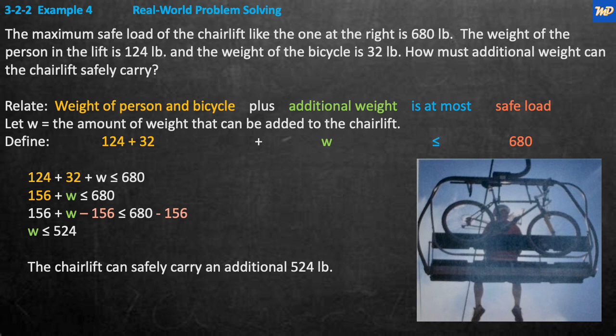So it's an inequality because we're going to say it can carry anything up to but it can't go over, right? I mean, it can go up to, but not over. So it's at most it can carry, right? So what do we have? We're going to relate this problem to words that we can convert into an inequality. So the weight, here it is in the beginning, the weight of the person and the bicycle plus the additional weight that we don't know is at most the safe load.